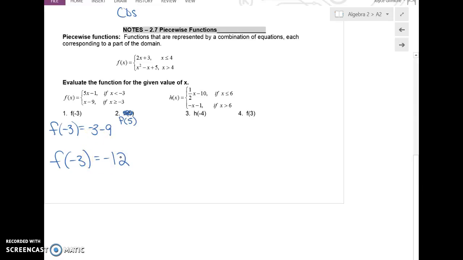For number 2, we want to do f of 5. 5 is larger than negative 3, so we would use the second function. So f of 5, we would use the function x minus 9, and you'd plug 5 into that. f of 5 would be negative 4. So that's the basics of how to use a piecewise function. Depending on your x value, pick the correct piece. You have to be wise about which piece you use.